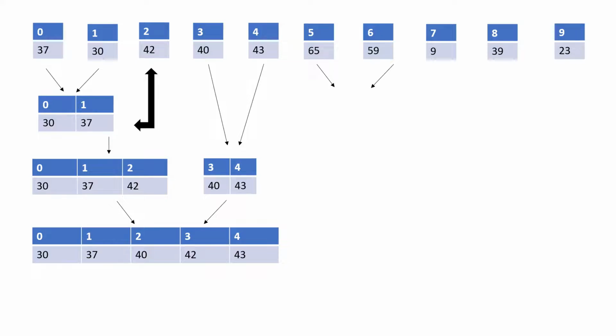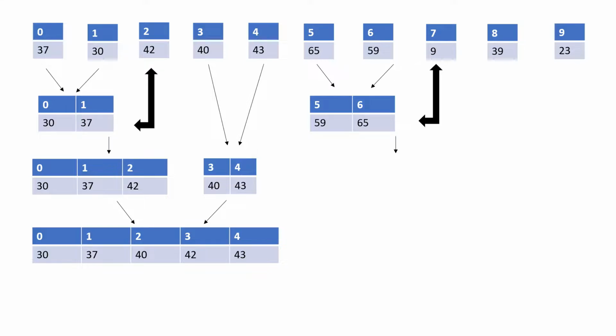In the index 6 the element is 59. Here 59 is less than 65. That means 59 is placed before 65. After merging, here it looks like. Now we have to merge the elements in the indexes 5, 6, 7.